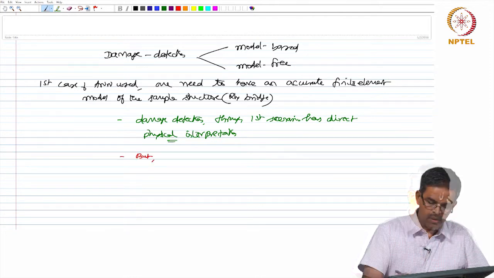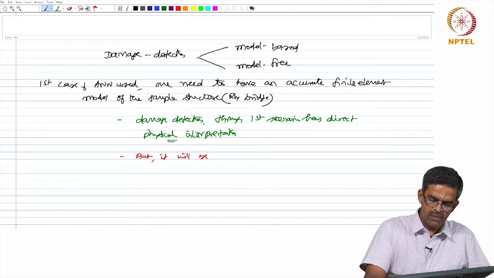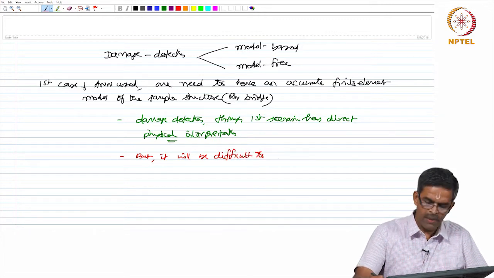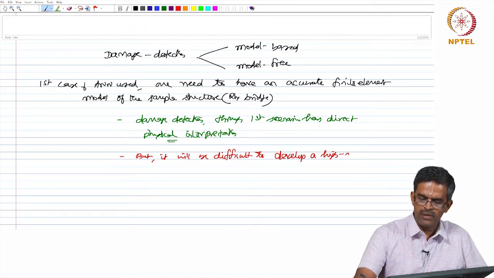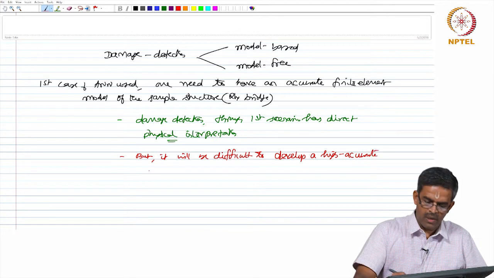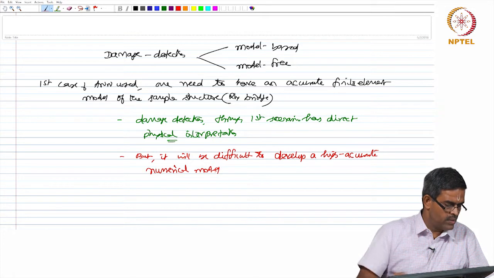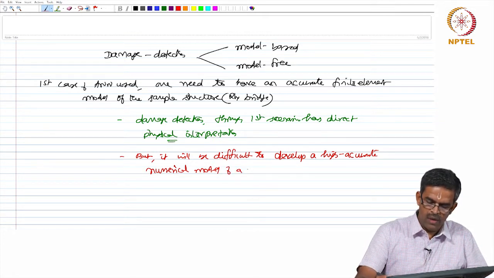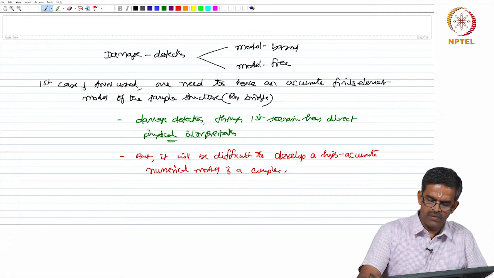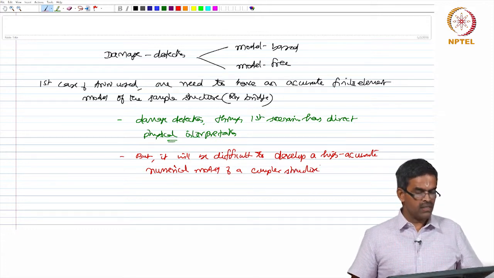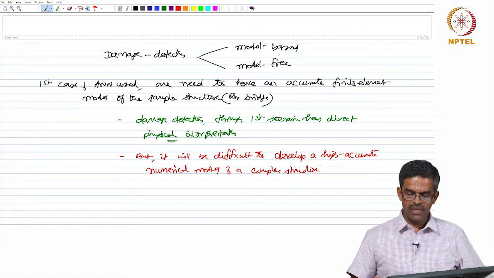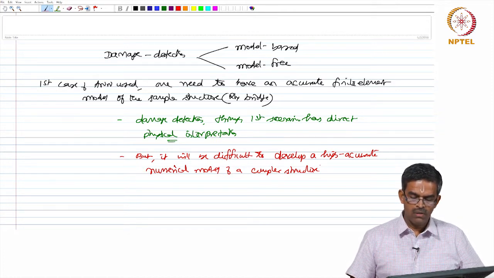You have that advantage. It will be difficult to develop a highly accurate numerical model of a complex structure. If it is simple, one can think about it, but if it is intricate, it is very difficult to even develop a numerical model of the structure.